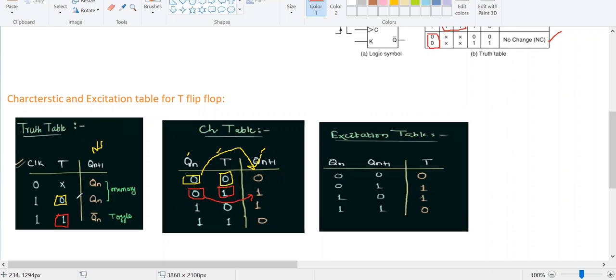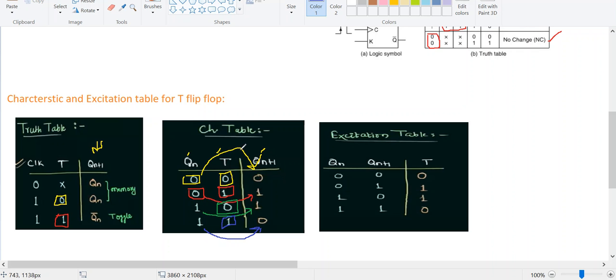Okay, next, in a similar way, for the next case also, when T is equal to 0, the same process will come. When T is equal to 0, the 1 will come as it is. This is nothing but Qn. In the last case, when Qn is equal to 1 and T is equal to 1, Qn bar will be your output. Therefore, 1 is your Qn, so the complement of the state is 0. This is our characteristic table.